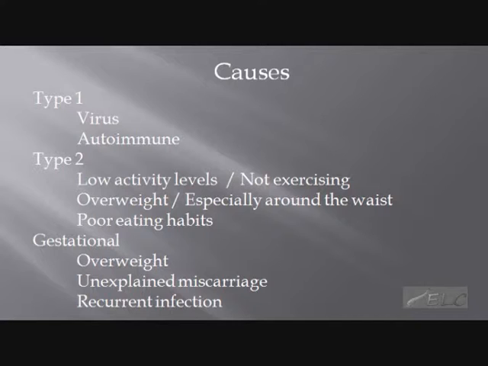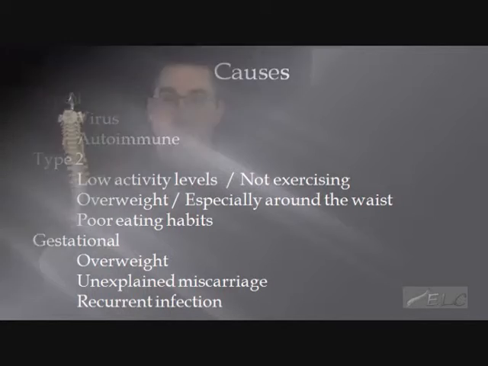With gestational diabetes, we see it with overweight females while they're pregnant or before they're pregnant, with unexplained miscarriages and recurrent infections. Again, if we can just add a little activity to our life and watch our diets and make sure that we're not overweight, we can prevent this type, or boost our immune system as well so that we make sure that we don't have recurrent infections or infections at all. This will highly lower our risk of getting gestational diabetes.